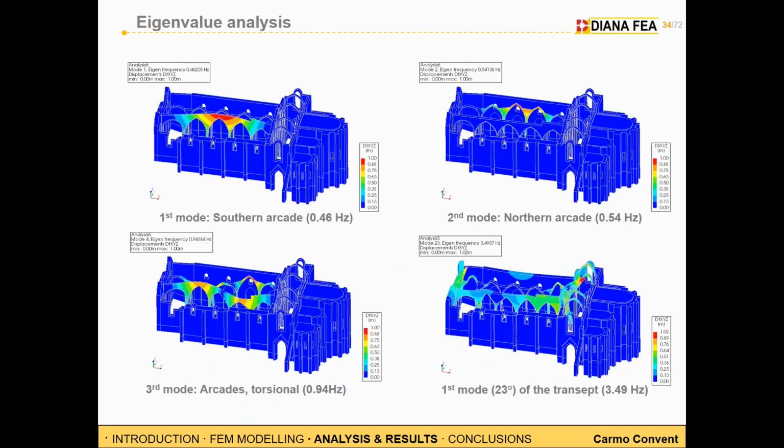For example, talking about Carmo Convent, that is a ruin, a damaged church, this procedure wasn't so easy. And in fact, as you can see, the first modes are always related to the arcade of the arches. We had to go up to the 23rd mode to see the one which starts to stimulate also the facade and the transept.